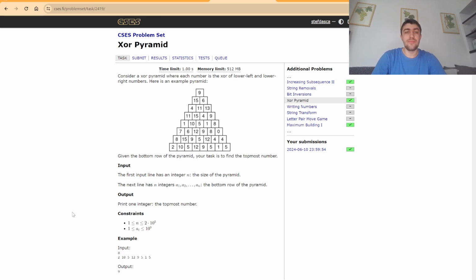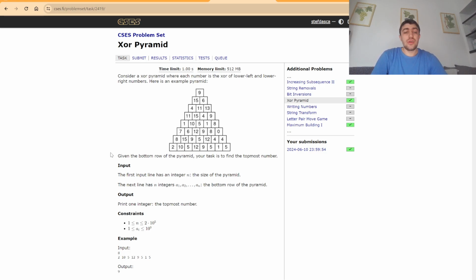So let's begin. In this problem, we are given a XOR pyramid where each number is a XOR of lower left and lower right numbers. And here is an example pyramid, and we can see that if we start from 2, 10, we get 8, 15, 9, and so on. We will keep going all the way up until we find the top of the pyramid, and this is the number we need to print. We are given the bottom row of the pyramid, and we need to print the topmost number.